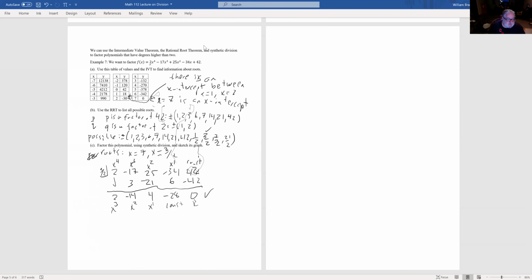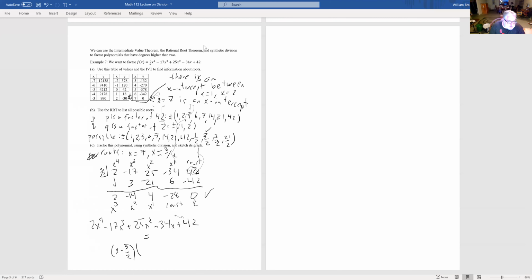So remainder is 0, so that means I've got a factor. So what have I got? I've got my original function, which is 2x to the 4th minus 17x cubed plus 25x squared minus 34x plus 42 equals, well, if my root is 3/2, that means my factor is x minus 3/2.